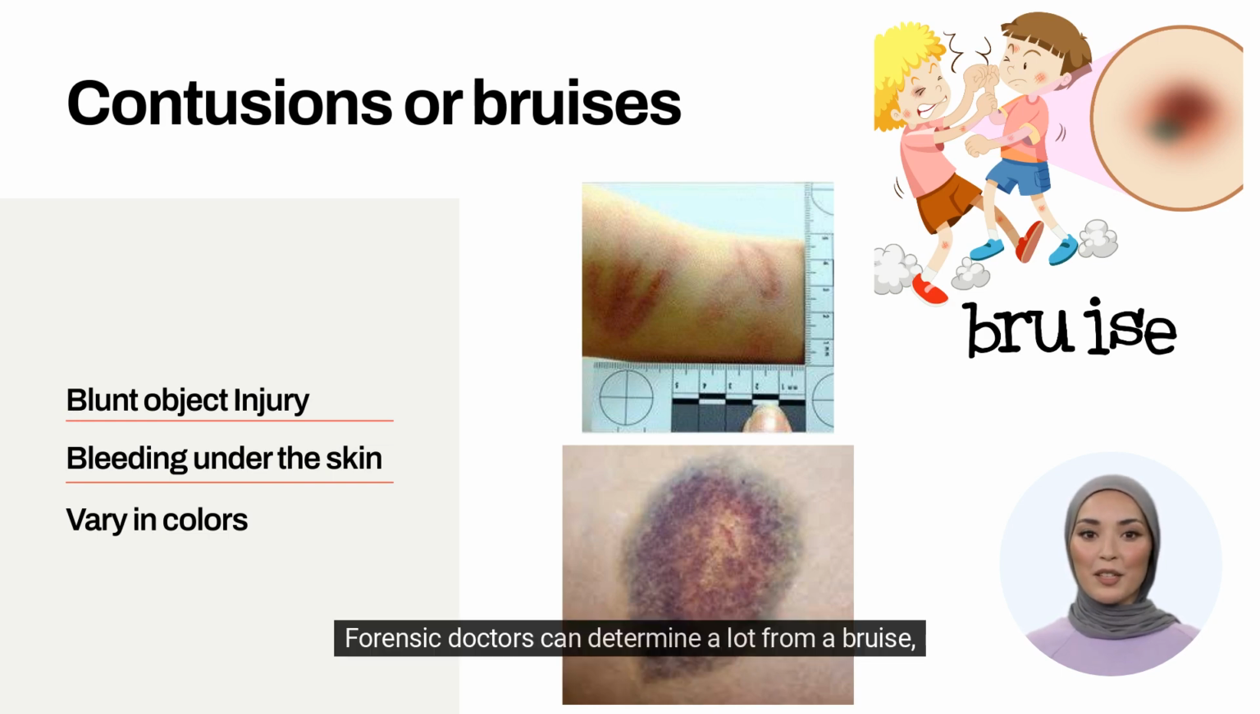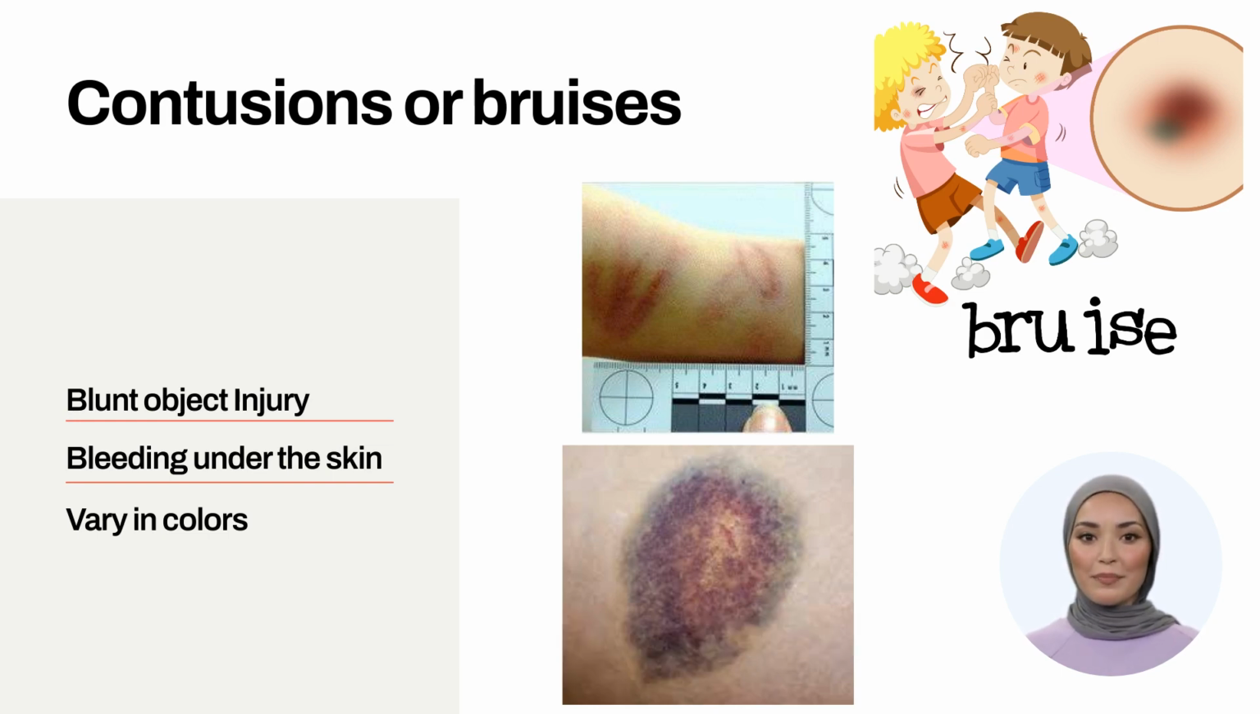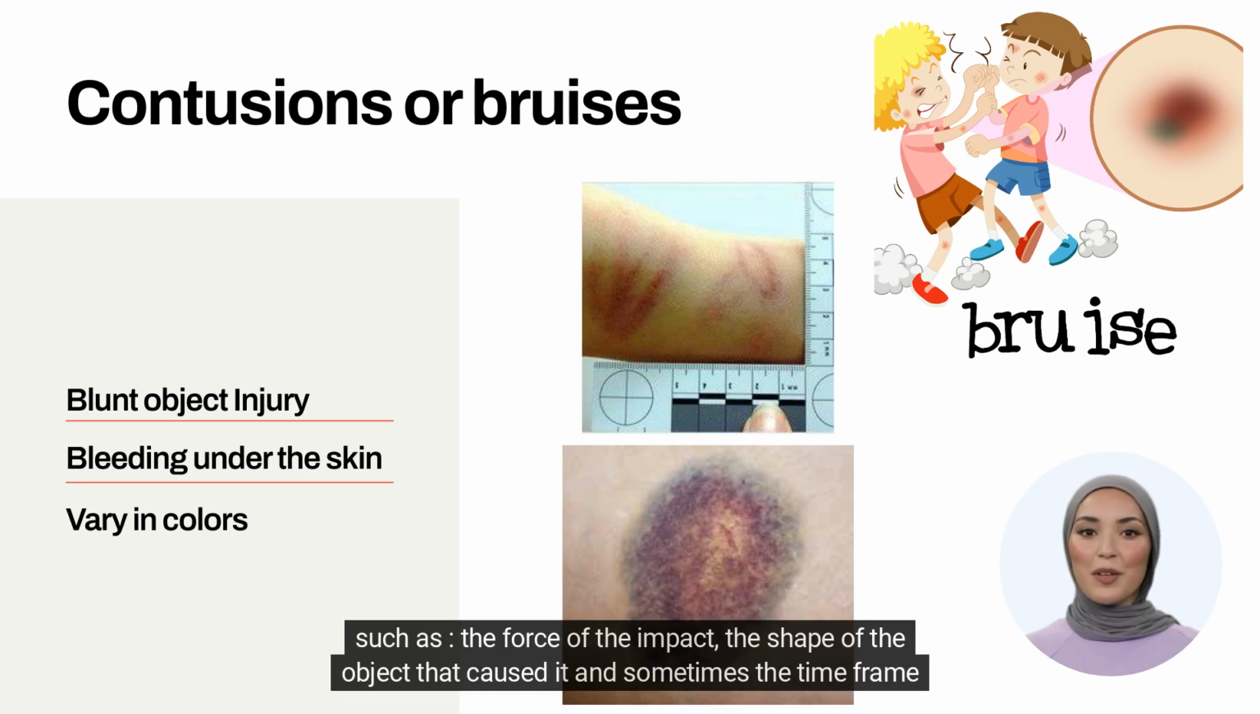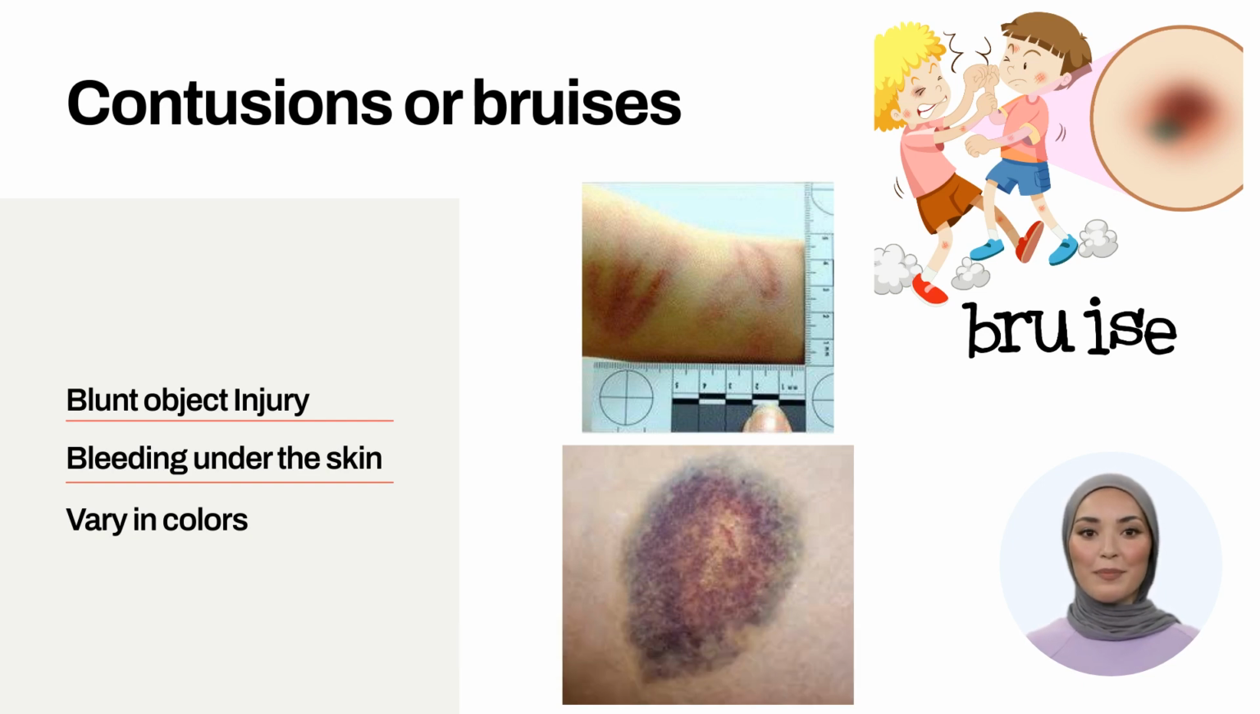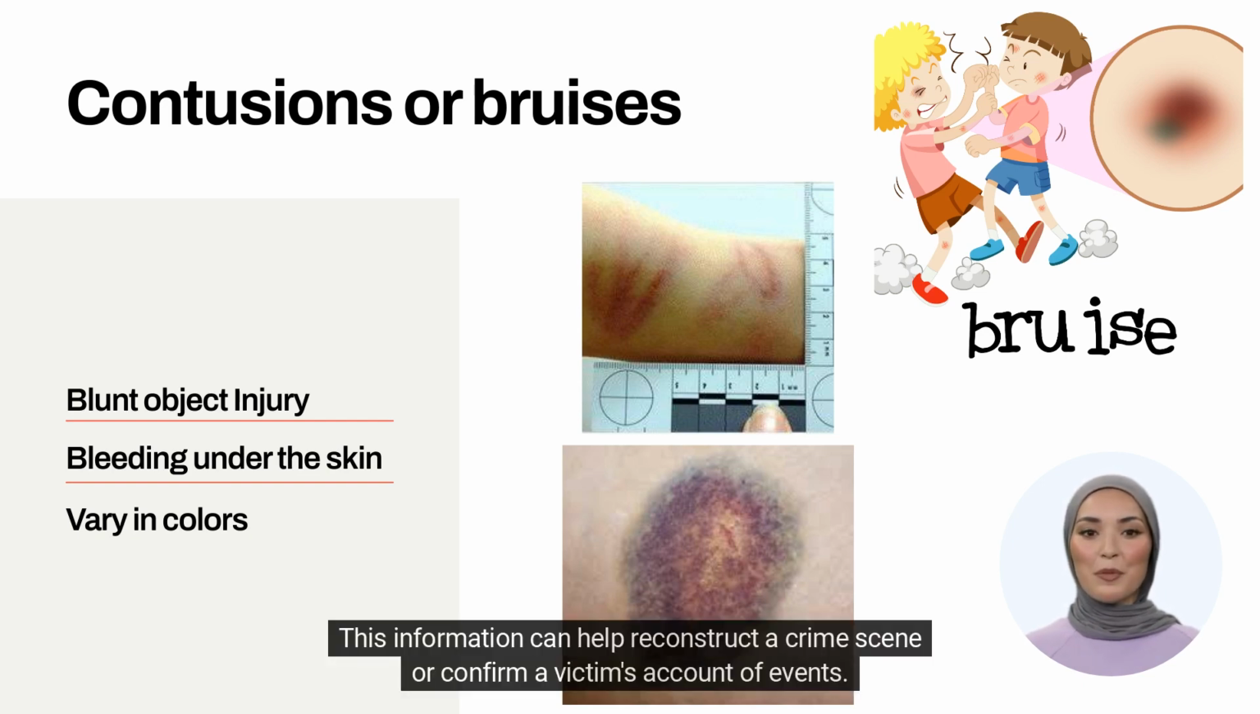Forensic doctors can determine a lot from a bruise, such as the force of the impact, the shape of the object that caused it, and sometimes the time frame for the injury. This information can help reconstruct a crime scene or confirm a victim's account of events.